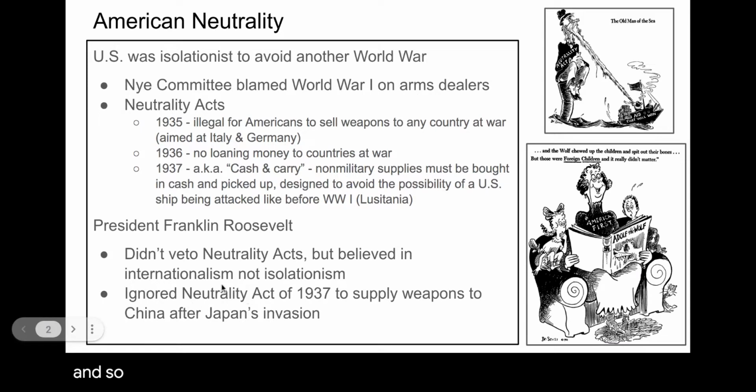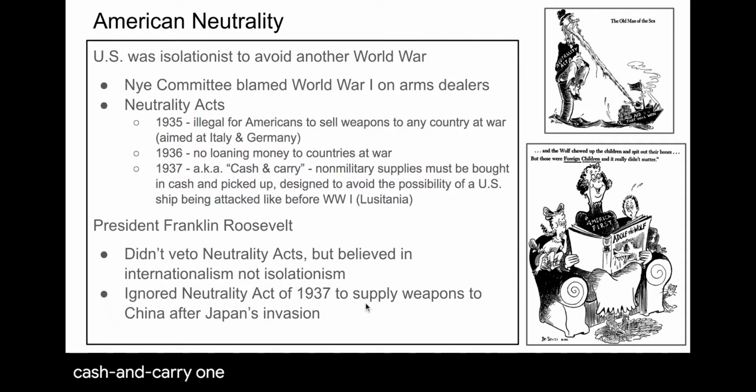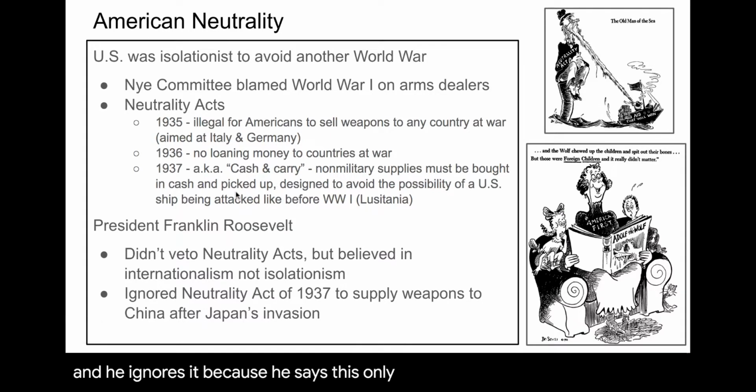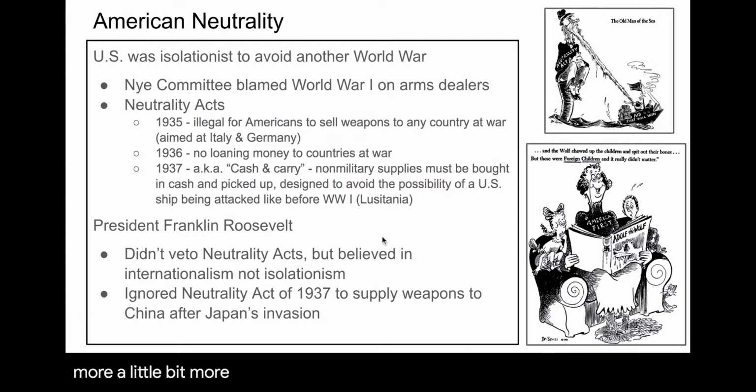And so Franklin Roosevelt does ignore the Neutrality Act of 1937, the cash and carry one. He supplies weapons to China after Japan invades China. And he ignores it because he says this only applies to what's happening in Europe. So we see this conflict here between what Congress wants, which is neutrality, and what Franklin Roosevelt wants. He wants the U.S. to be a little bit more aggressive here.